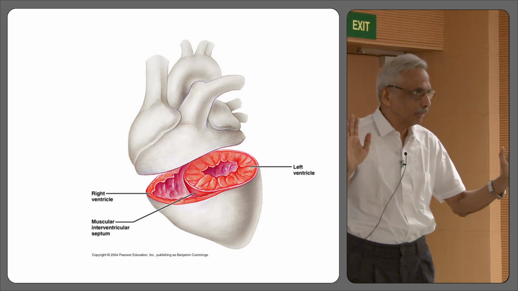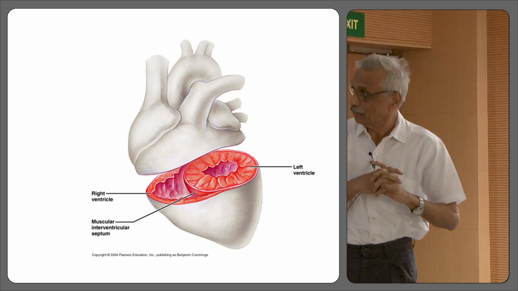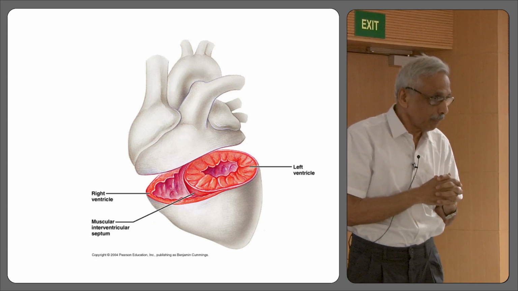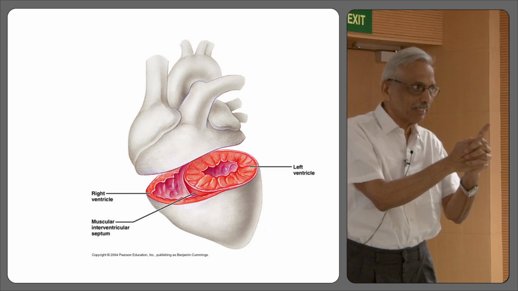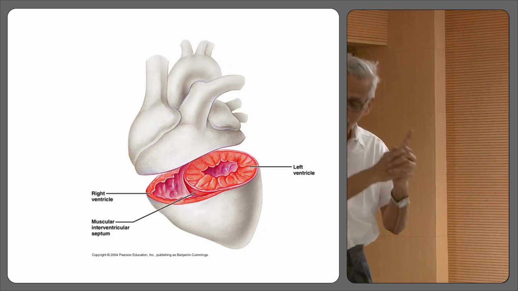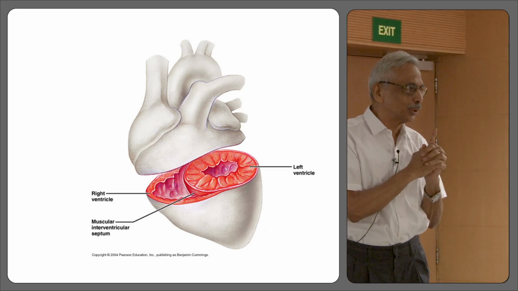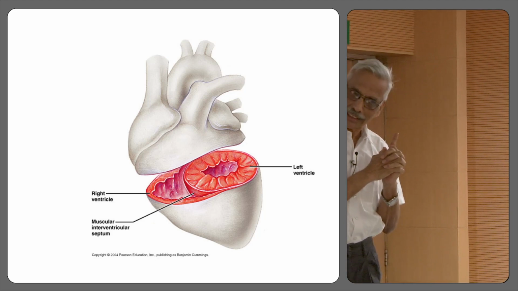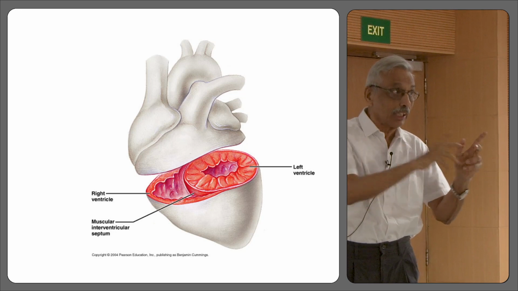Thickness of the wall. Thickness of the wall of what? The left. Obviously you will find that the left wall is much more massive as compared to the right, although the volumes are identical. Although what? The volumes are identical. Now I have already started giving the explanation to the statement which I made earlier. What was the statement? That the pressure generated by the left ventricle is more.